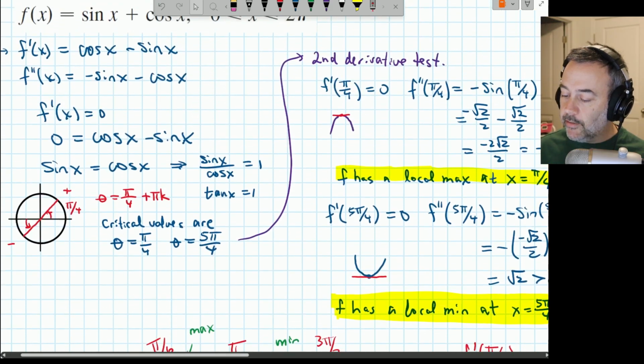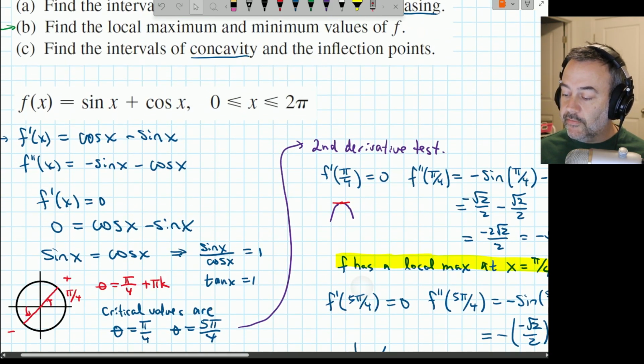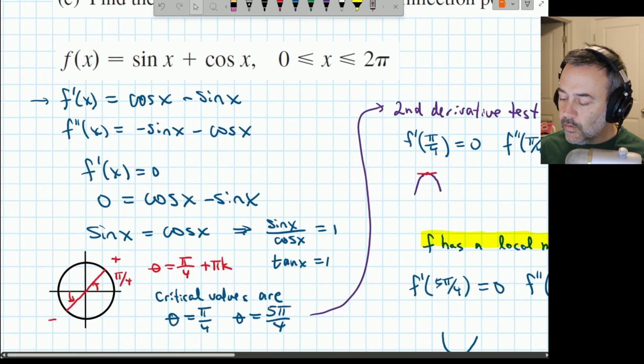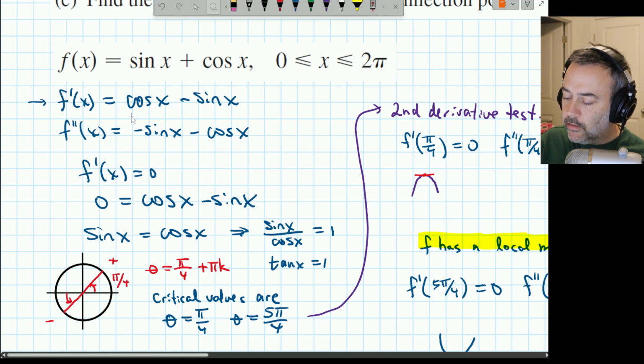Part C, let's just finish this up. Part C was saying, find the intervals of concavity and the inflection points. Well, all we need is our second derivative.